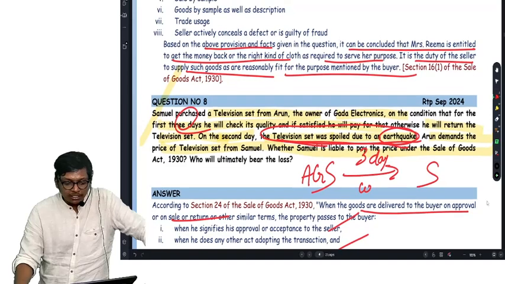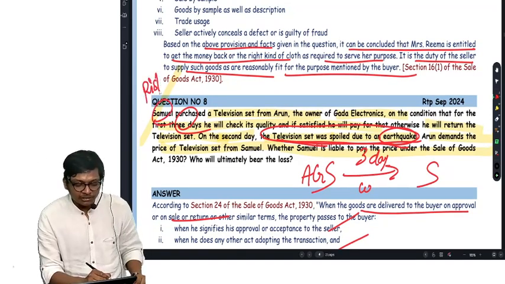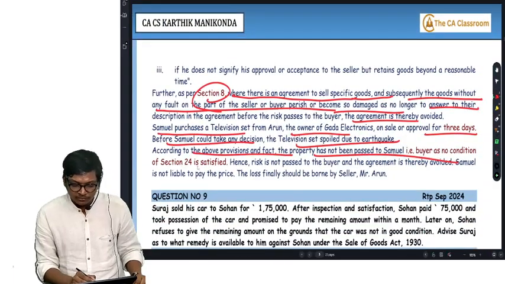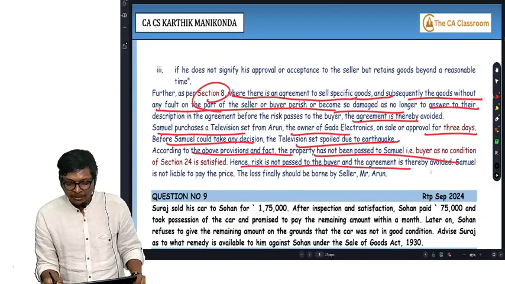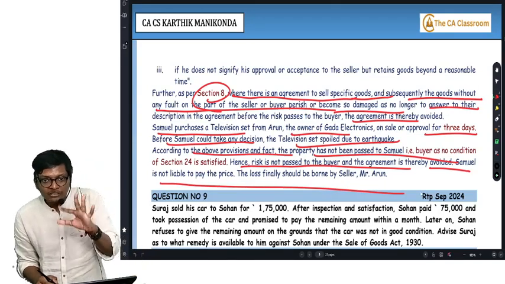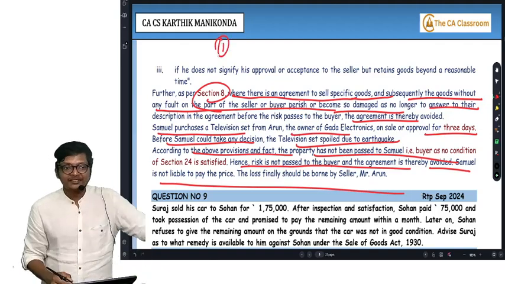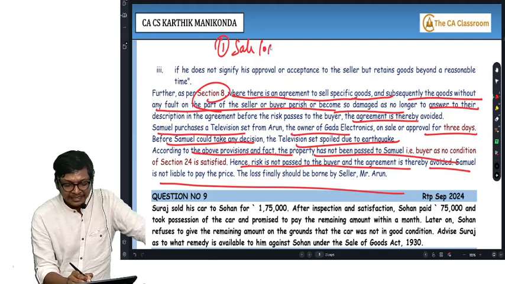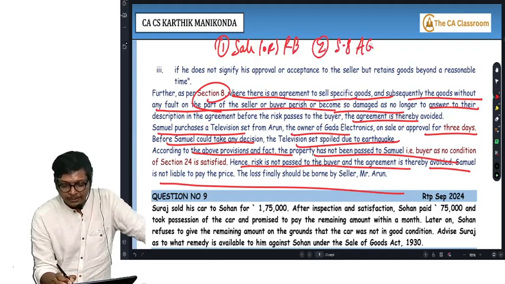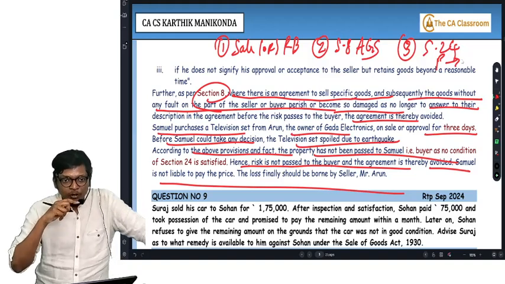So who is still the owner? Ownership is still with Samuel. Samuel is the owner. So generally risk follows ownership. That is why they have written at the end section 24. Risk has not passed to the buyer, therefore Samuel is not liable to pay the price. Beautiful question. They have written 3 concepts, guys. What are the 3 concepts they have tested here? Concept 1, they have tested the sale or return basis provision. Concept 2, section 8, agreement to sell, goods are damaged. Concept 3, section 24, when property passes, risk follows property.